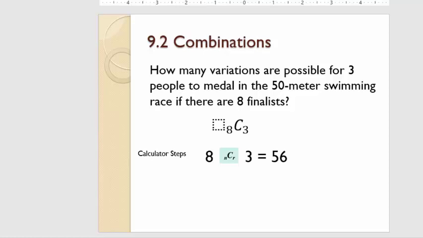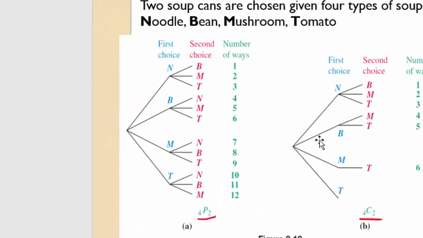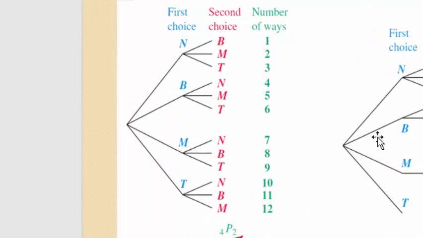Okay, so just to review the difference between a permutation and a combination. On the left-hand side we have a permutation, and on the right-hand side we have a combination. In this case we have 2 soup cans that are chosen from the 4 types. If the first branch is the first choice and the second branch is the second choice, if you choose noodle and then bean, that counts as one sequence. Noodle and then mushroom is a second sequence. Bean then noodle is also counted. So the order matters. That means when the order is switched, you also count that as a sequence.